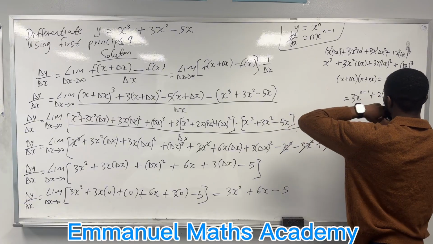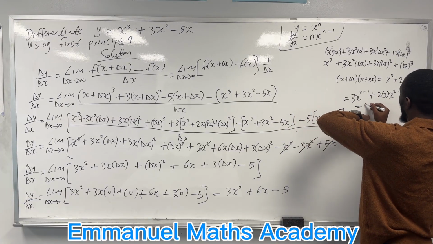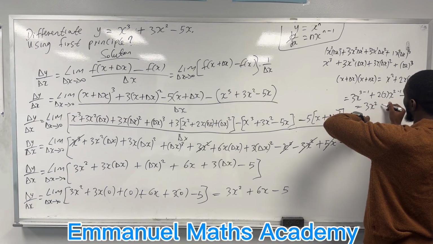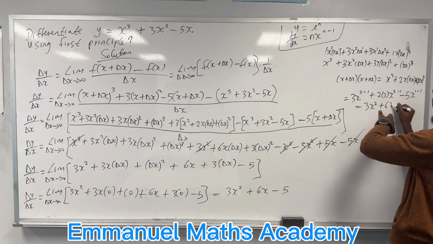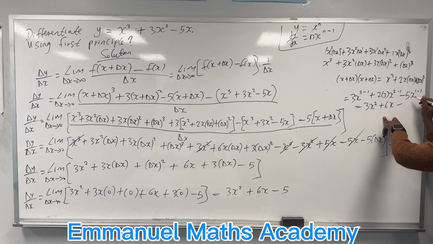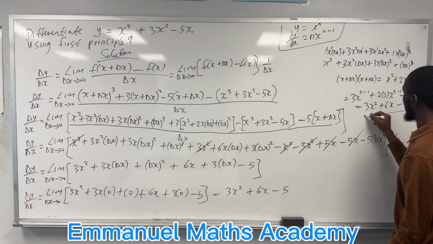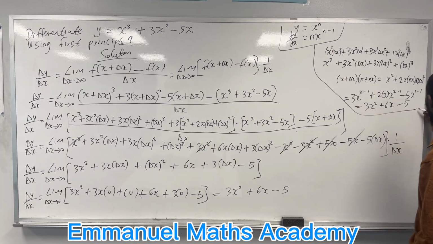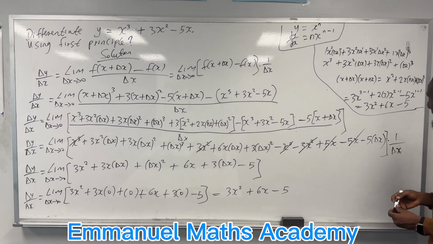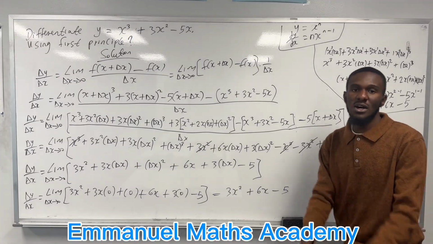So this is equal to 3x power 2 plus 6x. Minus, this will be raised to the power 0. 1 minus 1 will give you 0. Raised to the power 0 is 1. You can see that it's the same thing. Our answer is correct. So as simple as that.